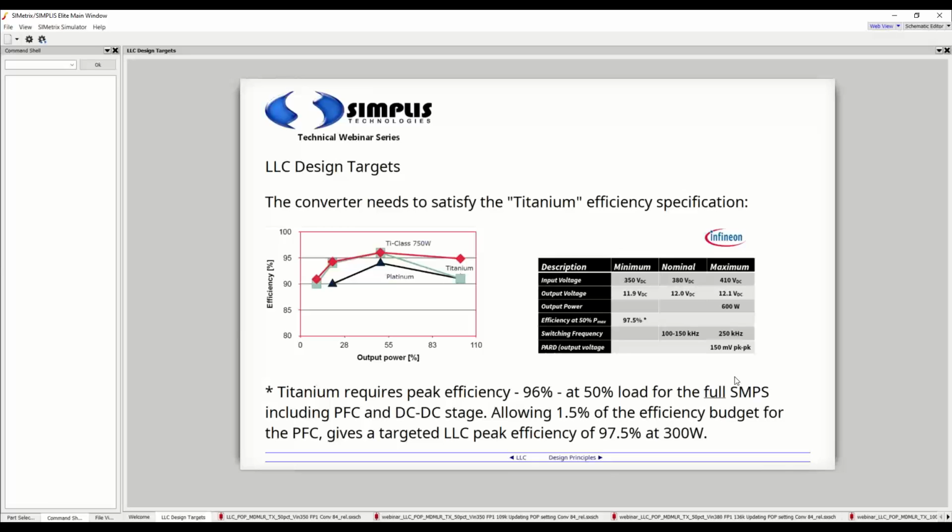So the design specs for this converter were the titanium efficiency specification, which requires peak efficiency of 96% at 50% load, and that's for the full switch mode power supply, including the rectification stage, the PFC, and the DC-DC stage, which in our case is the LLC. So allowing a reasonable 1.5% of the efficiency budget for the PFC, this gives us a targeted LLC peak efficiency of 97.5% at 300 watts, which is a half load point.